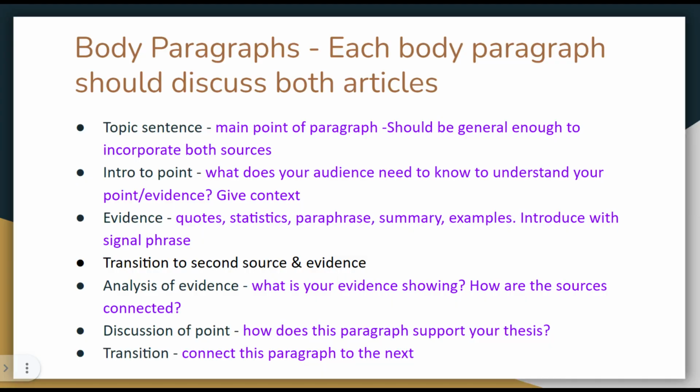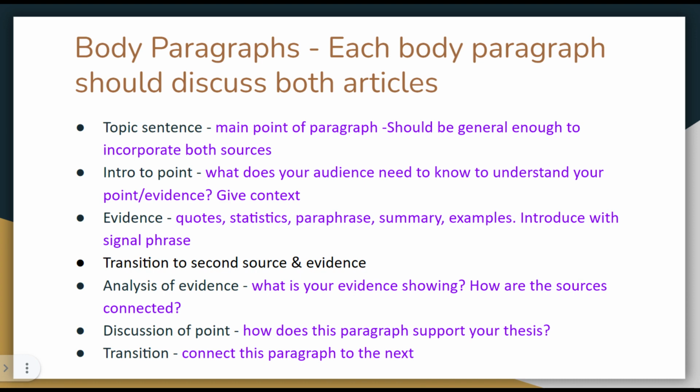So if you only talk about race in your topic sentence, then your discussion will be very limited because you can only reference the article that discusses race. But if you broaden it and talk about socioeconomic status, then you can discuss multiple articles there. So after your topic sentence, you want to give a little bit of an introduction to the point that you're making so that your audience can follow along with the argument. The question to ask yourself is, what does your audience need to know in order to understand your point or the evidence that you're making? And you want to give some context there.